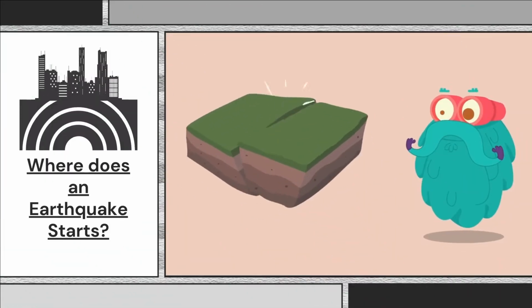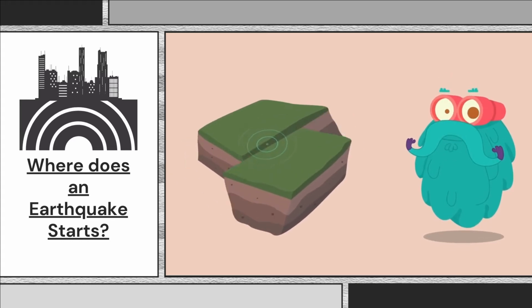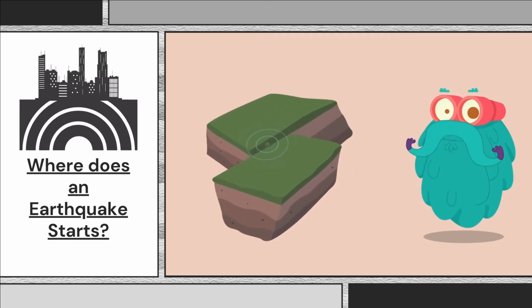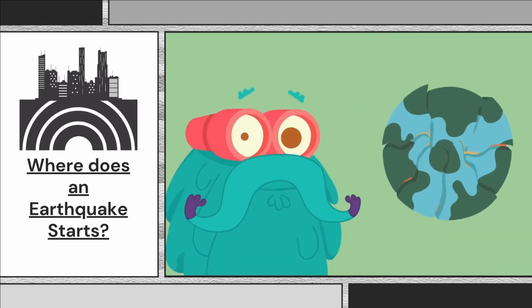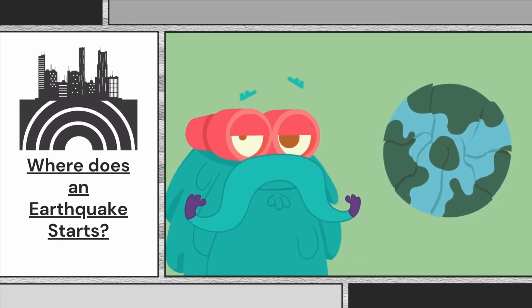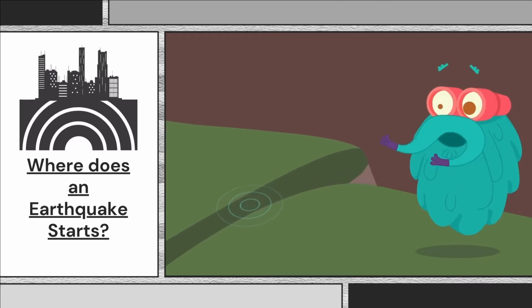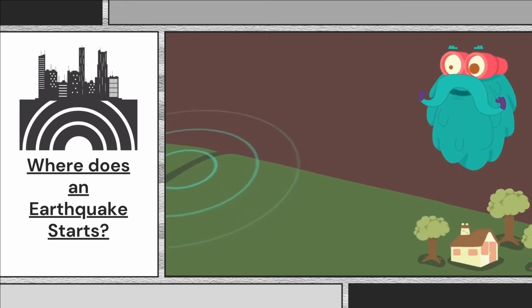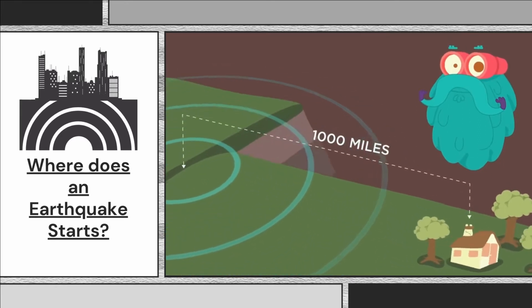Let's watch this. Whenever those plates hit, bump, or slide past another plate, an earthquake is caused. The surface where these plates slip is called the fault or the fault plane. So, when do you think it happens? Well, it happens all the time. But hey, don't be scared. Most of the times, we don't feel the quakes as they are too small to reach us. But sometimes they are so strong that they can be felt over 1,000 miles away.